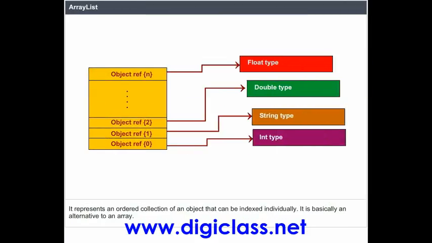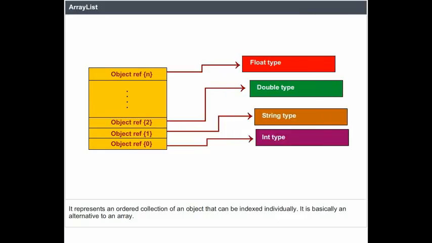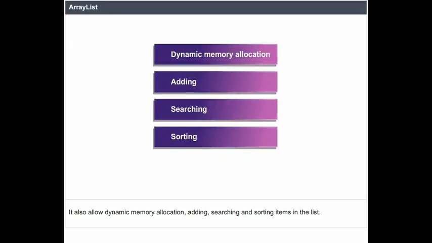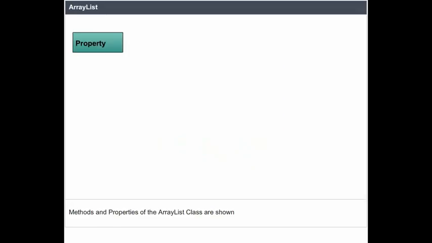Array list. It represents an ordered collection of an object that can be indexed individually. It is basically an alternative to an array. However, unlike an array, you can add or remove items from a list at a specified position using an index, and the array resizes itself automatically. It also allows dynamic memory allocation, adding, searching, and sorting items in the list.